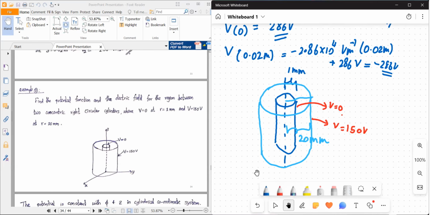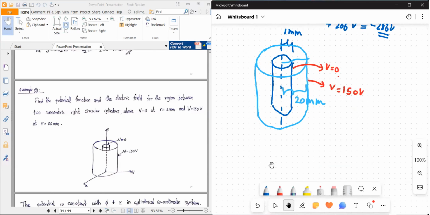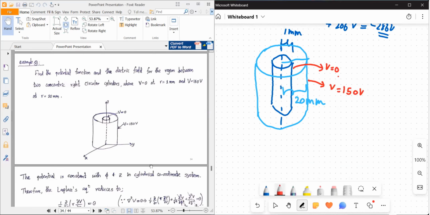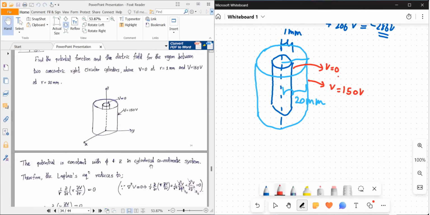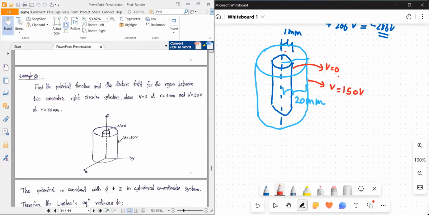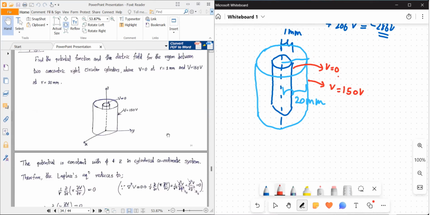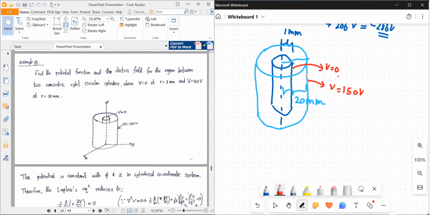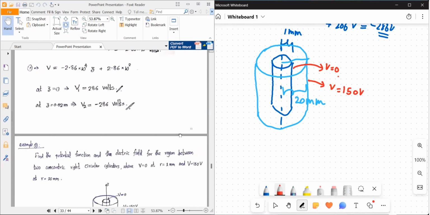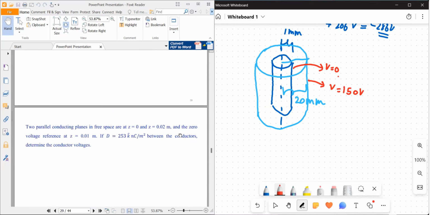Now, what do you think? What kind of coordinate system can we use here? And what is the equation we can first consider? Can we consider the Laplace equation or the Poisson's equation? So here we are considering cylinders, therefore we can consider the cylindrical coordinate system, and then we can use the Laplace equation. We don't have any charges in between these two cylinders.